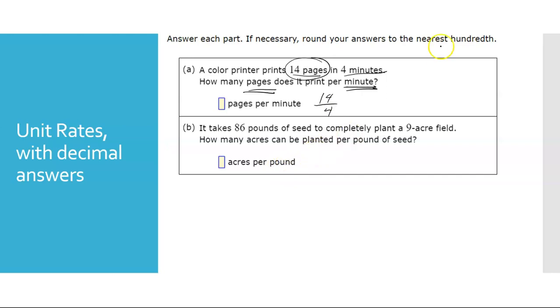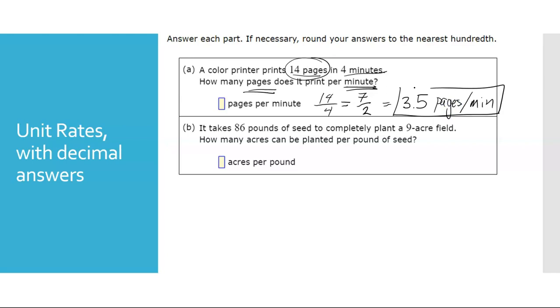And for this particular question, you may notice that the directions say to round our answers to the nearest hundredth, which means we're expected to put this as a decimal. So 14 over 4, I know I can simplify that fraction, which is what I'm going to do first, to 7 over 2. And then I know what that works out to be as a decimal. The final answer is 3.5. So we have 3.5 pages per minute.